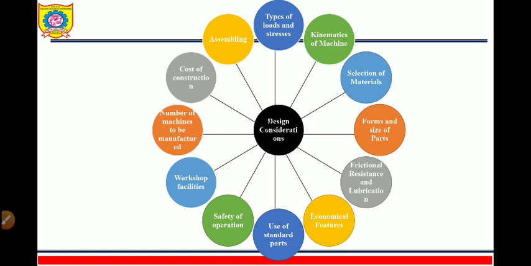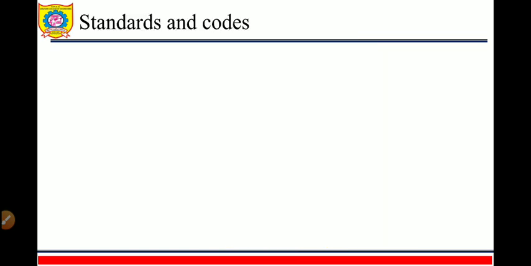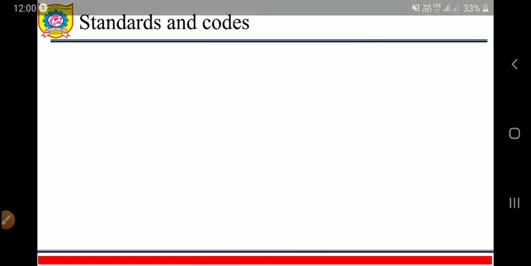So these are the different 12 design considerations that we need to understand, or that we need to think of when we are doing the design of any component. Next is standards and codes.